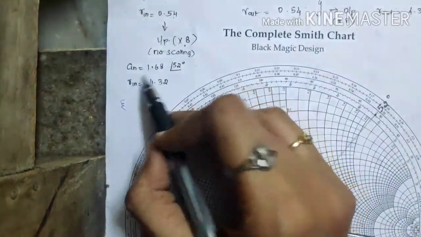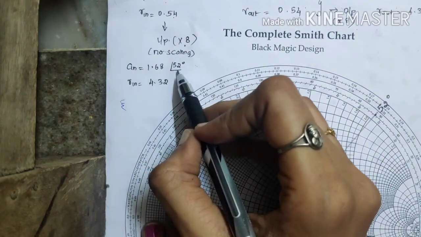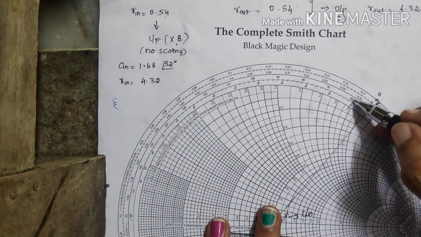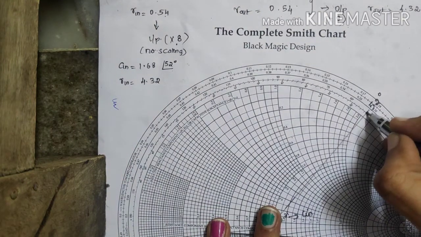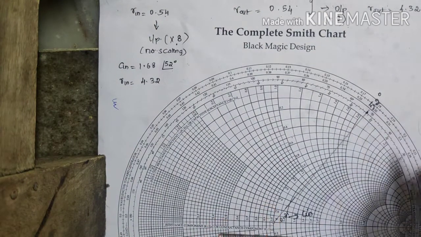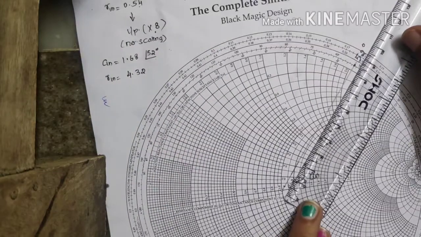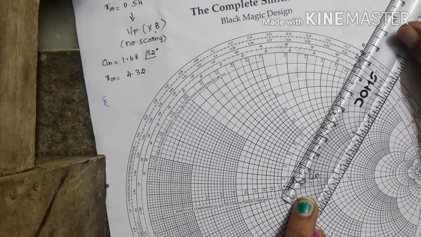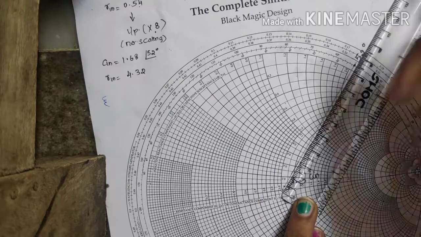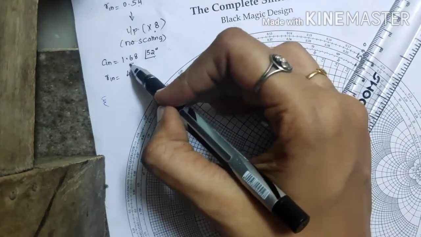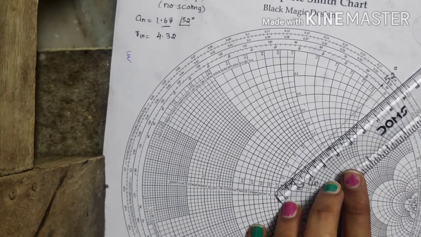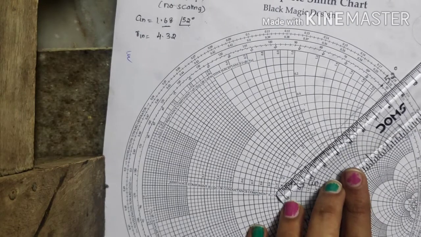Now we will first draw C in. The angle is 52 degrees. See here it is 40, 50, 60, and so on. So this point is the angle of 52 degrees. I've marked it. After marking the angle of 52, connect it to your center, so we have drawn a line. Now the angle has been drawn. Now what is the value at the center point? It is 1.68. So on this 52 degree line, mark the value of 1.68.